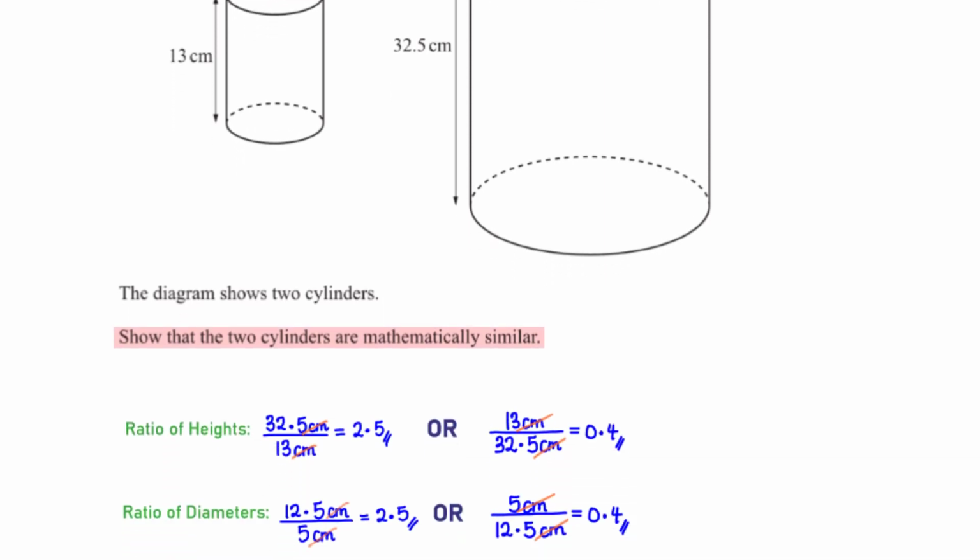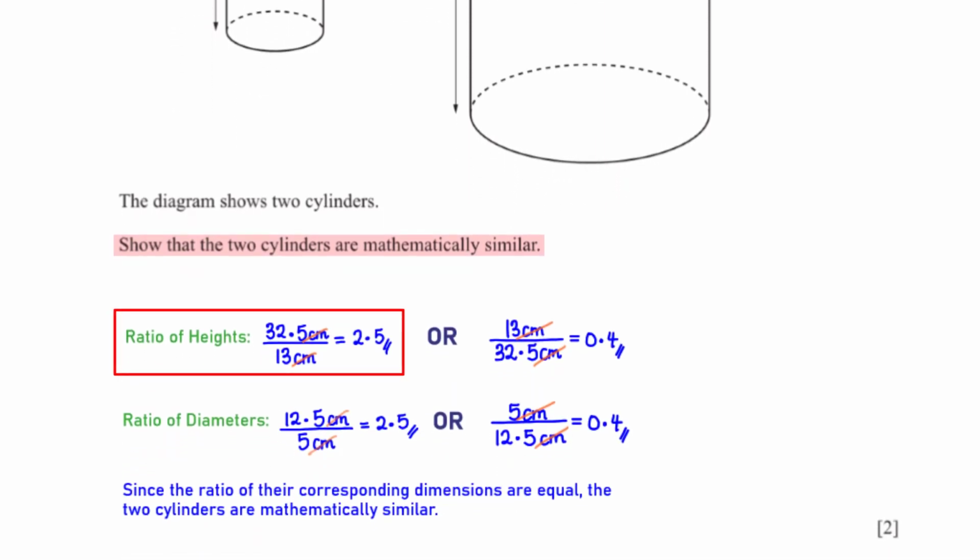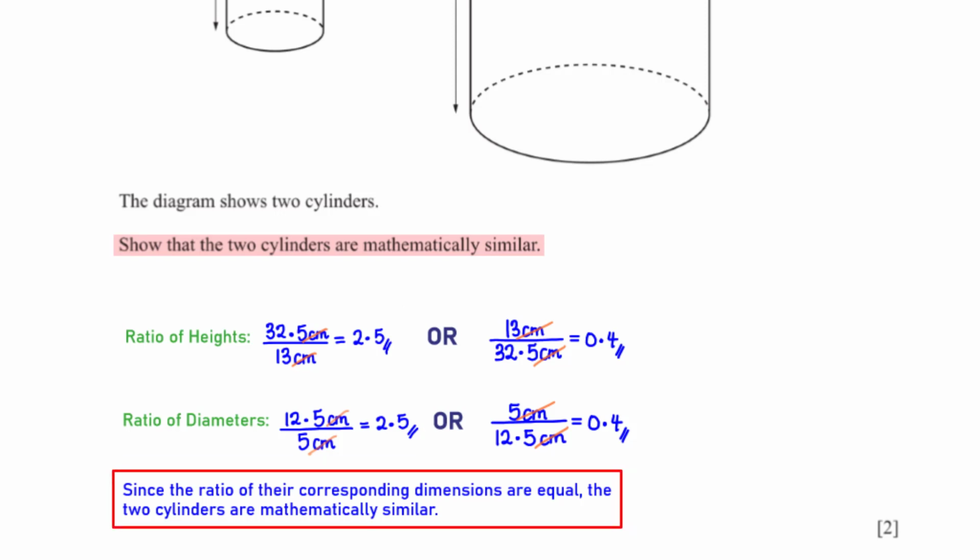For the 2 cylinders, the ratio of their heights is 32.5 centimeters divided by 13 centimeters, which is equal to 2.5. And the ratio of their diameters is 12.5 centimeters divided by 5 centimeters, which is equal to 2.5. Since the ratios of their corresponding dimensions are equal, then the two cylinders are mathematically similar.